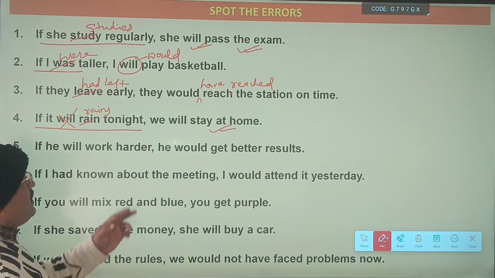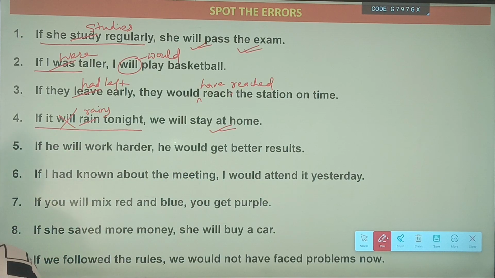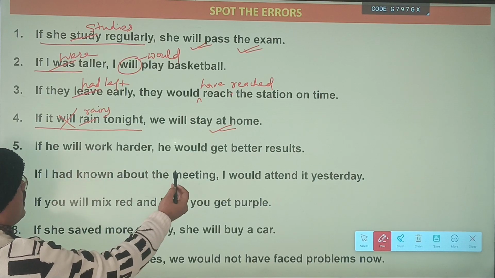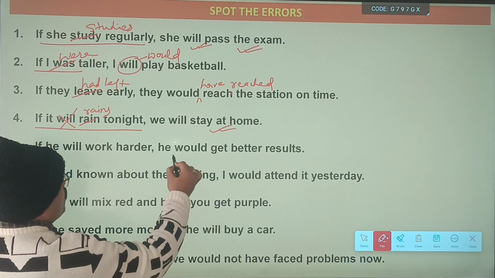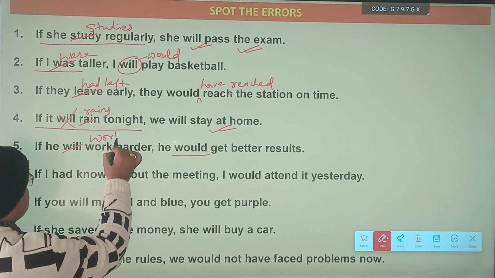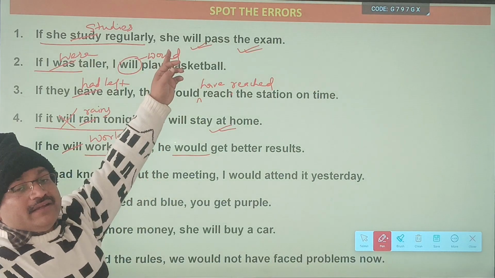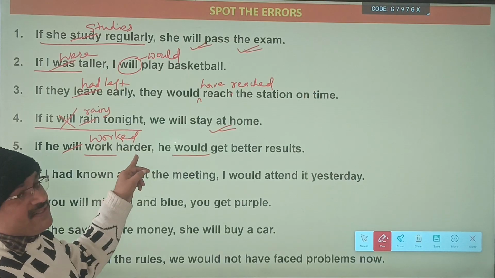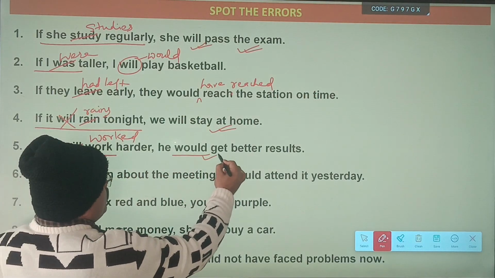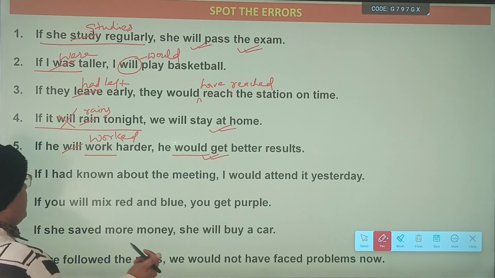If he will work harder, he would get better results. Yes or no? So if he will work harder, he would get better results. So would. So what will we write here? If he worked harder, in past tense. Present tense here, and this is past tense, first conditional in past tense. If he worked harder, he would get better results. This is first conditional sentence in past tense.